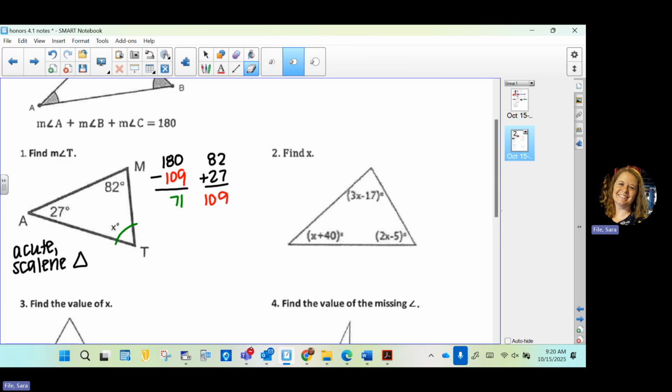All right, so that's easy enough, right? I guess I should box in or circle my answer there. 71 degrees. That's what we were looking for. All right, now, what if it's not angle measures given, it's expressions? What do you think we should do?